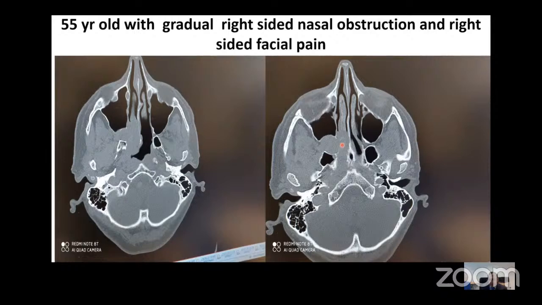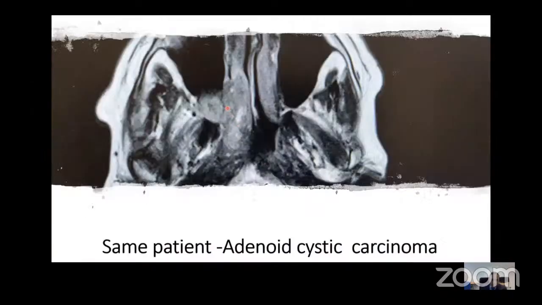Biopsy of the lesion confirmed it to be an adenoid cystic carcinoma, and the patient underwent an endoscopic transpterygoid approach to remove this lesion, and she is also getting postoperative radiotherapy. Again, the MRI scan confirms the lesion extending into the pterygopalatine fossa. So this lesion usually involves the maxillary division of the trigeminal nerve, and it can extend intracranially as well.